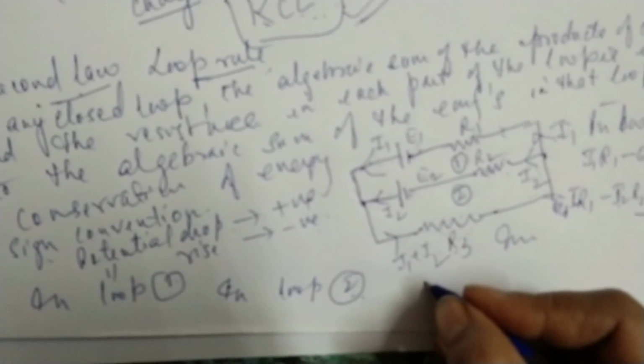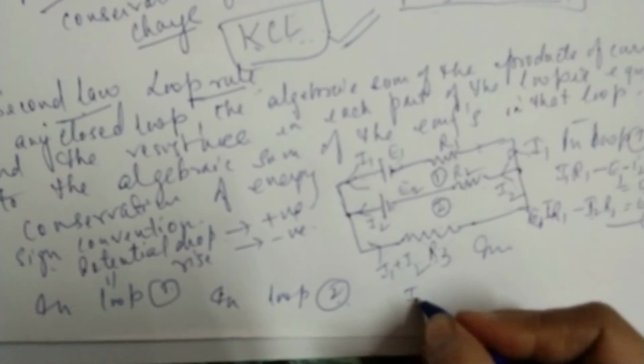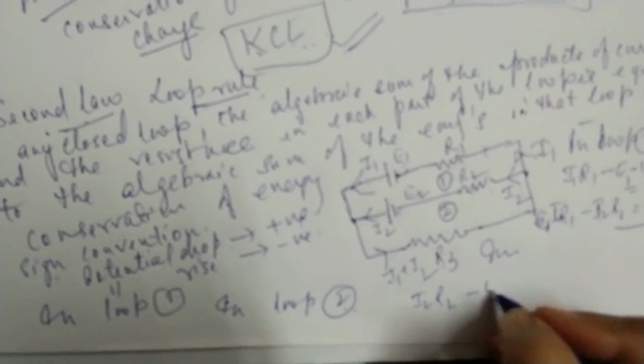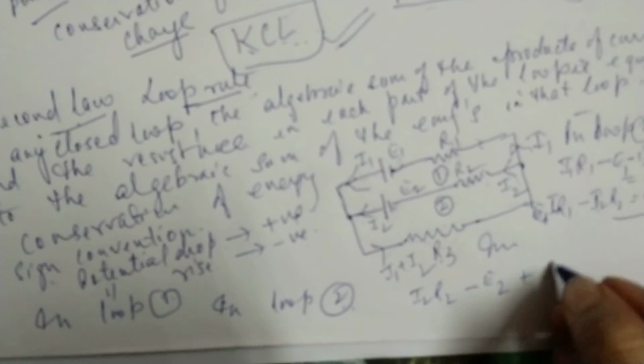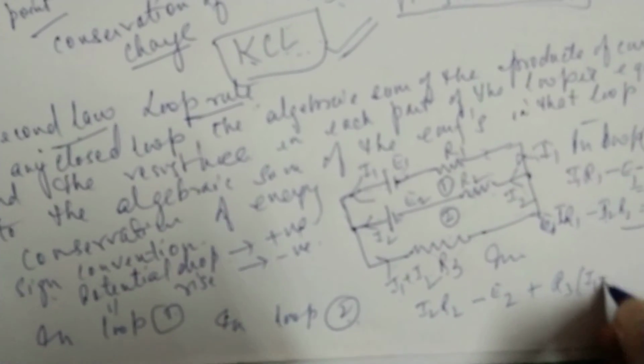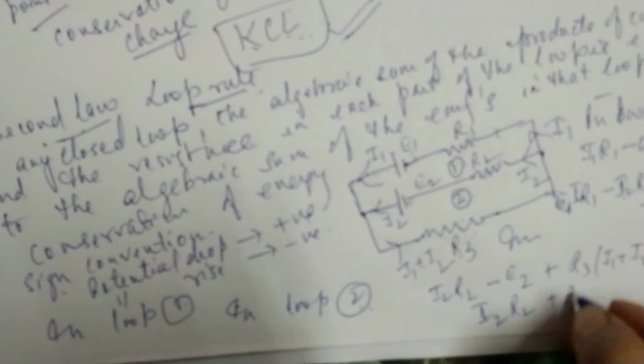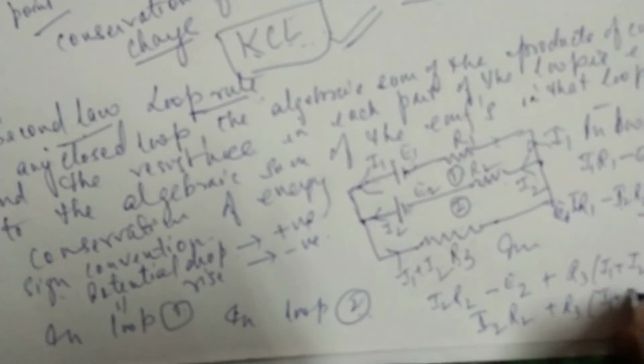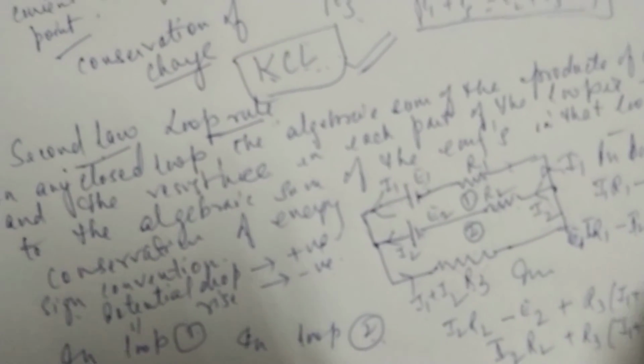So we'll write here for loop 2, we have the equation, I2 R2 minus E2 plus R3 (I1 plus I2) is equals to 0. So we have got I2 R2 plus R3 (I1 plus I2) is equals to E2. This is the second equation. Now we have got two different equations, one equation and the second equation. We can apply these two equations and we can solve our equation.